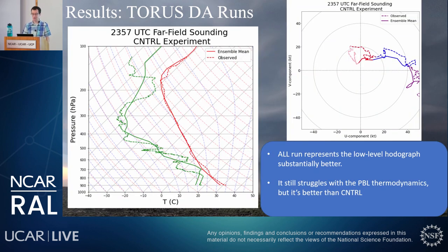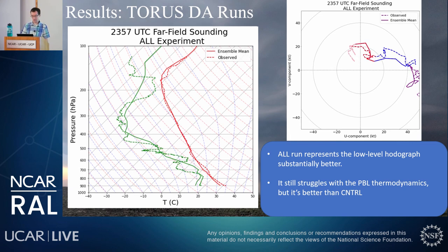But if we look at the vertical soundings here, again, this is control. And if we look at all, we do get a much better representation of that low-level hodograph. And we start to get that cap, and the boundary layer gets a little bit less deep and a little bit more moist. So it does help a bit there. Still struggles, but it's better than control. And I still want to point out here that we are assimilating the lowest portion of this sounding. So it's not a really good verification of data that was not assimilated, but it's what we have to work with at this point.